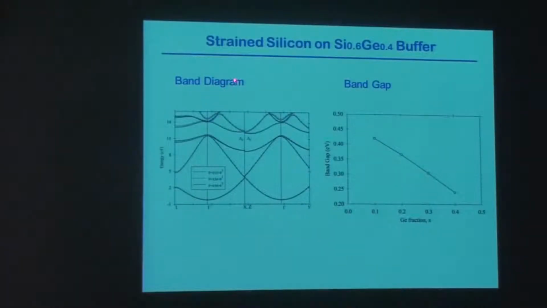Here's the band diagram, and we see that in the conduction band there is a split along the symmetry lines X and Z in the Brillouin zone, and we see this symmetry being broken here. And we look at the band gap as a function of adding more germanium in this silicon germanium alloy. As we increase it, the band gap decreases, and the electronic conduction properties change. So we can classify the material.